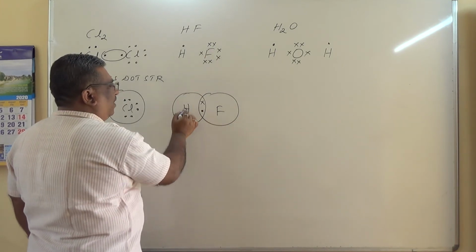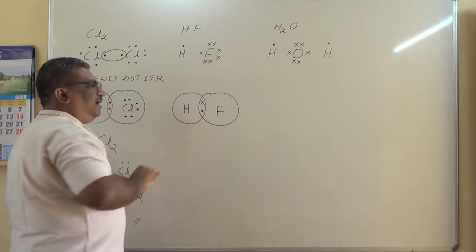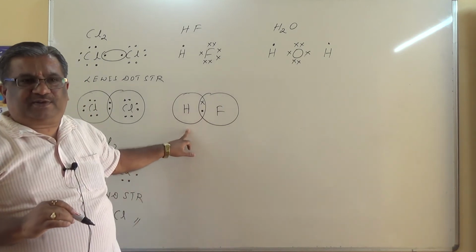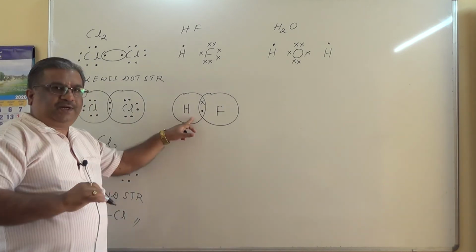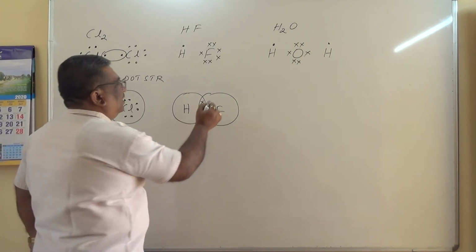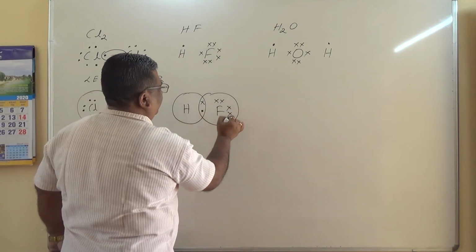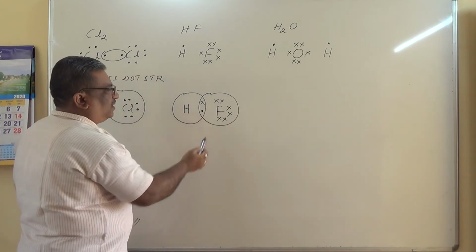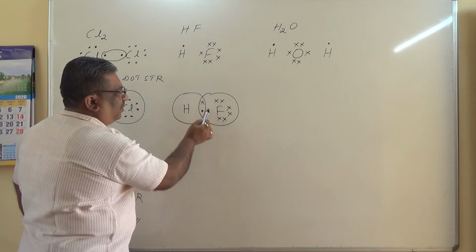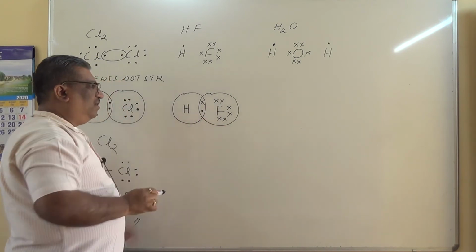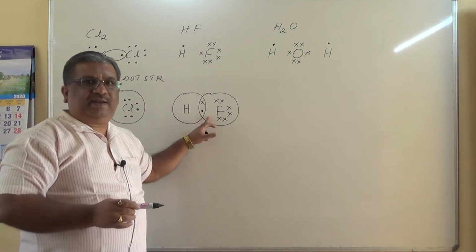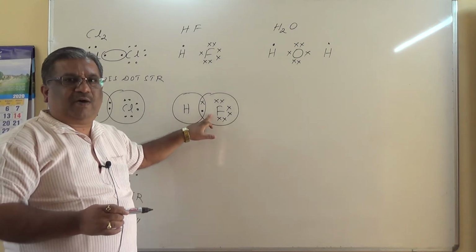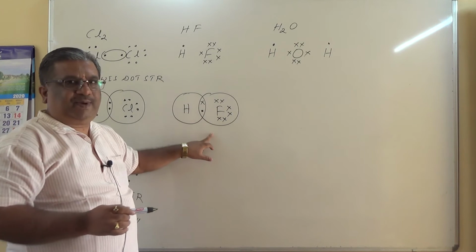Now you count for hydrogen these two electrons. Hydrogen achieved chemical stability by attaining the nearest noble gas configuration of helium, that is by duplet rule. Whereas fluorine, let us represent the other electrons and then count it. Now for fluorine, total number of electrons are 1, 2, 3, 4, 5, 6 and the shared pair 7, 8. Fluorine achieved chemical stability by octet rule. It has achieved chemical stability by octet rule, that is by completely filling its valence shell by 8 electrons.